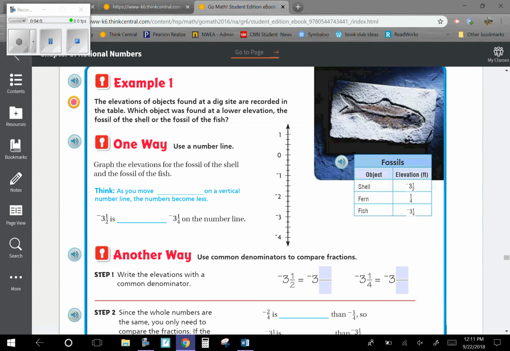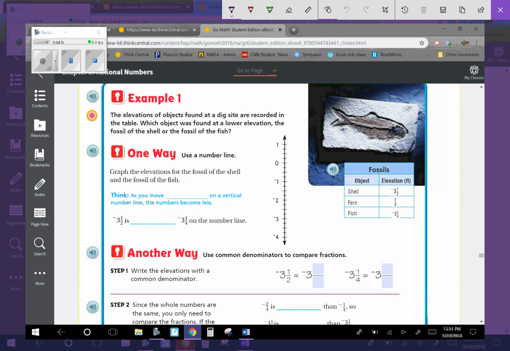Example 1 says the elevations of objects found at a dig site are recorded in the table. Which object was found at a lower elevation? The fossil of the shell or the fossil of the fish? One way is to use a number line. Graph the elevations for the fossil of the shell and the fossil of the fish. So we need to be thinking that as you move down on a vertical number line, the numbers become less. So we're going to go ahead and graph the elevations. So shell is -3 1/2.